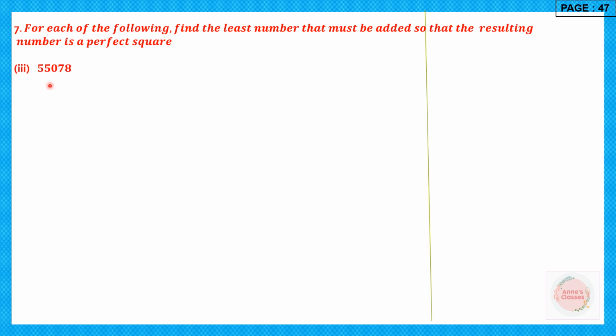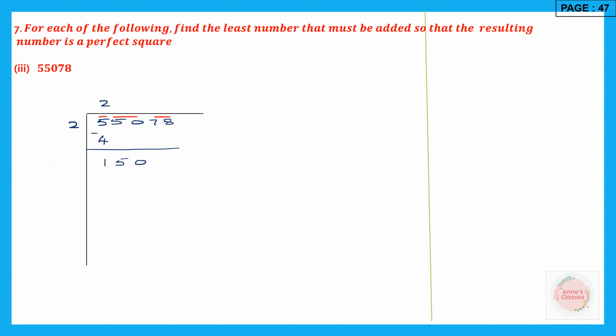So let's work out this number also the same way. Let's begin. So this is 55,078. Next step, let's pair it. We're pairing it from here. We have a pair. Okay, now here we have 5 by itself. So we start with 2. 2 2s are 4. Minus 1. Bring down the next pair, which is 50.